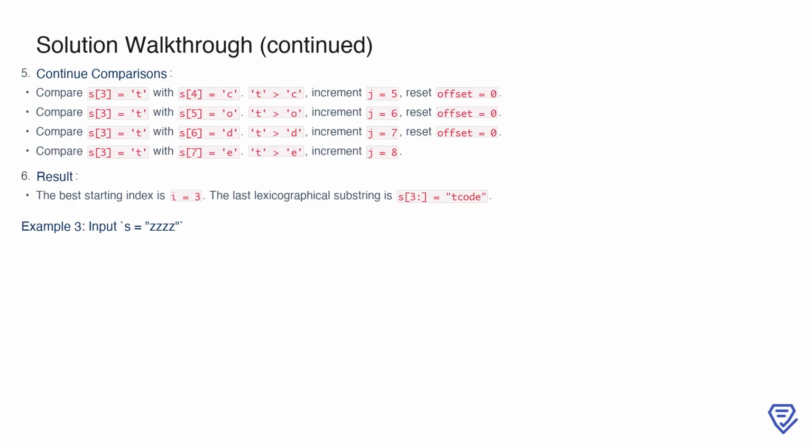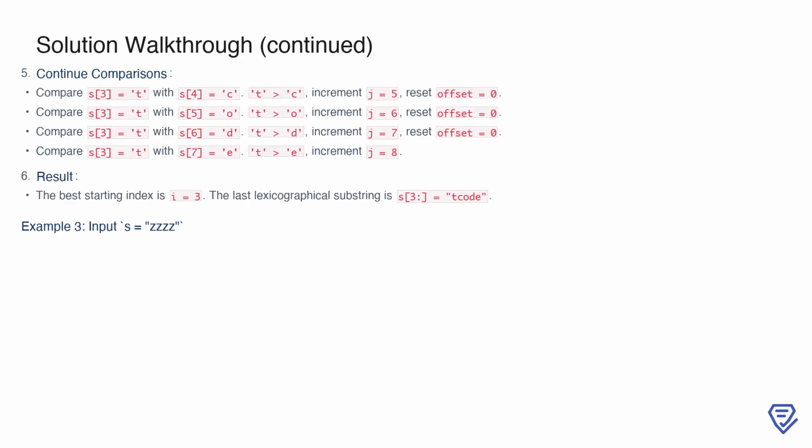First, we compare s[3] equals t with s[4] equals c. Since t is greater than c, we discard the candidate at index j by incrementing j to 5 and resetting offset to 0. Next, we compare s[3] equals t with s[5] equals o. Again, t is greater than o, so we increment j to 6 and reset offset to 0. The process continues with s[3] equals t being compared to s[6] equals d. Since t is still greater, we increment j to 7 and reset offset to 0.